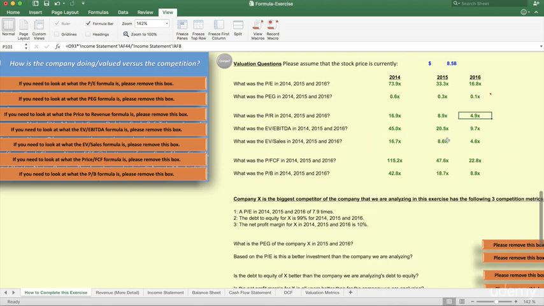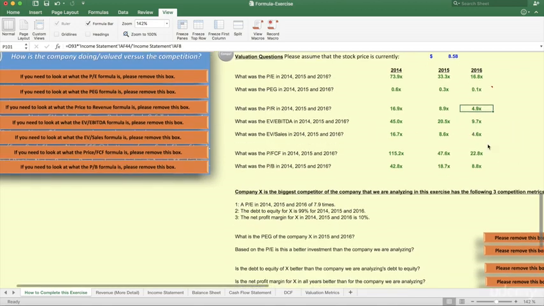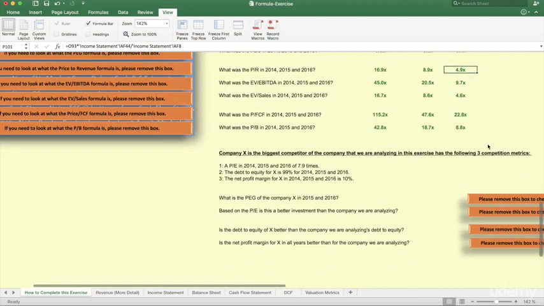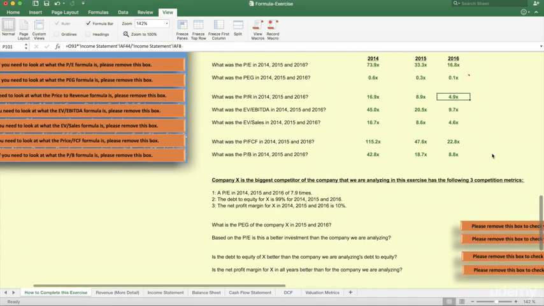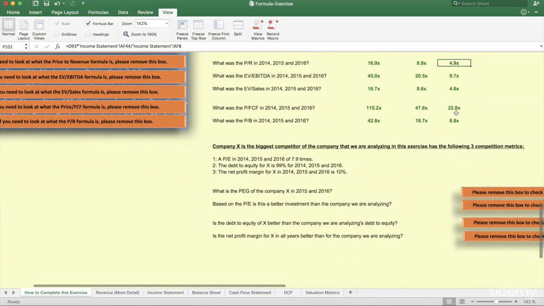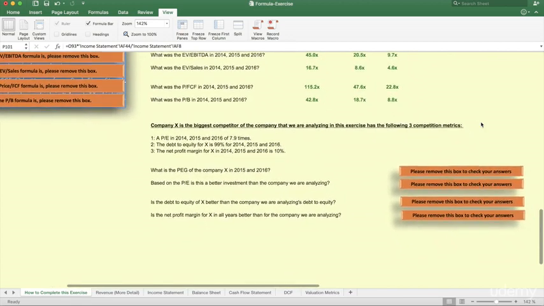EV to sales looks pretty good as well. What else do we have? Price to free cash flow looks healthy as well. A lot of high growth companies like ours don't have free cash flow, or it's very low. We're in healthy shape here. Price to book is attractive, but because we're a growth stock, our company's not cheap, and that's why our price to book is way above 1.